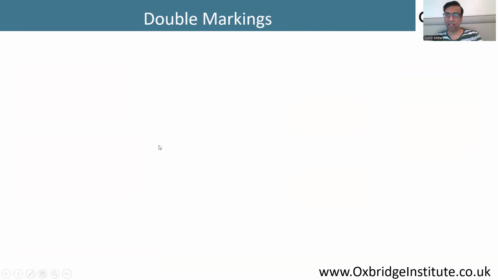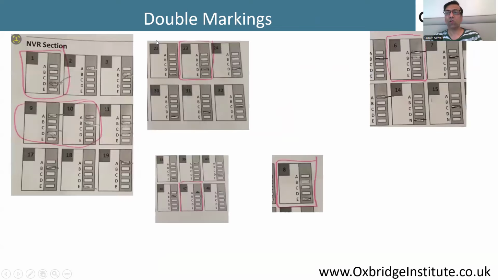Next error is double marking. In a lot of questions, you only require one correct answer. But here the students have tried to rub out the old answer, but it has not been done very effectively. For example, going back to this example, this seems to have two answers marked. One can't really tell which is the one which has been marked out wrong.